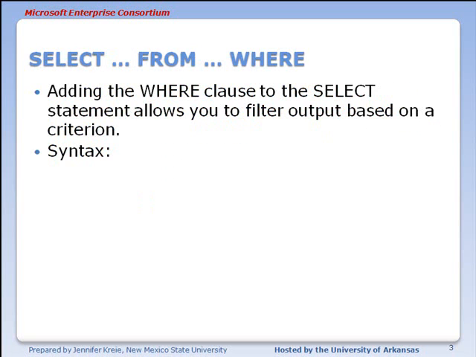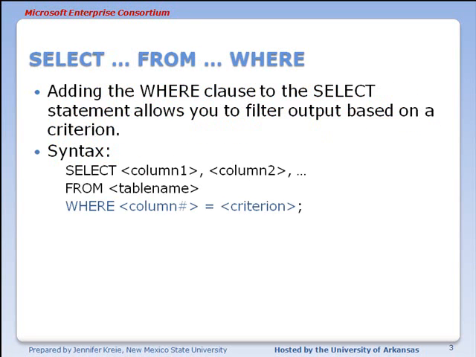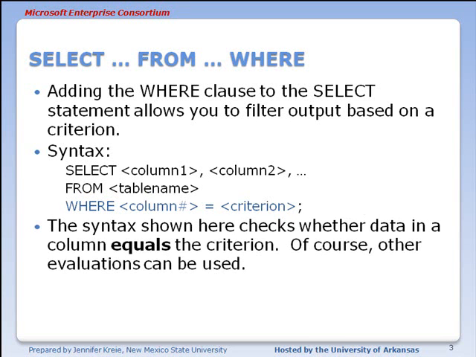We've already had examples of using select from. Now we're going to add the where clause, which will allow you to filter output based on a criterion. So the syntax would be to add a where clause where you put a particular column name and use some operator. In this case we're using the equals, but of course you could use other evaluations, not equal, greater than or equal to, and you're going to compare that against some criterion.